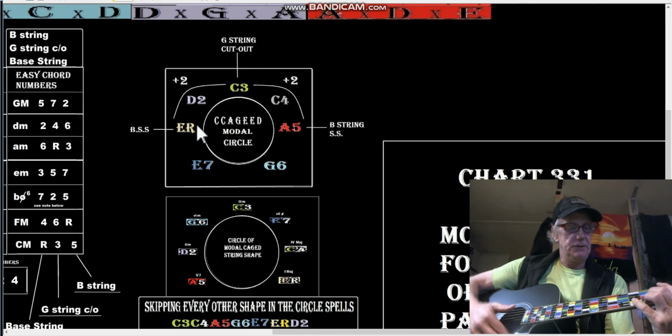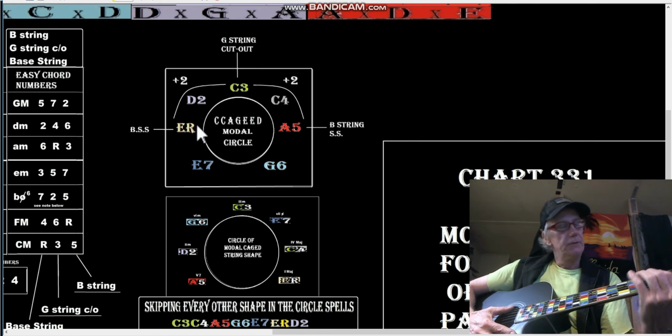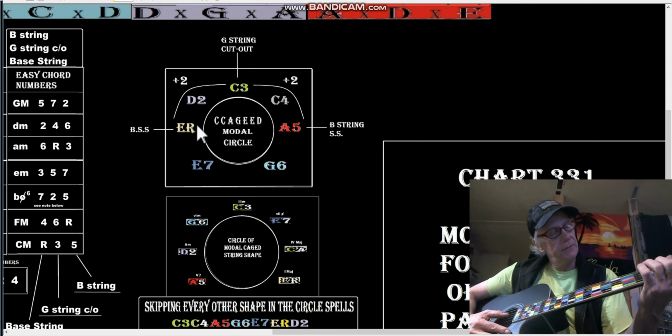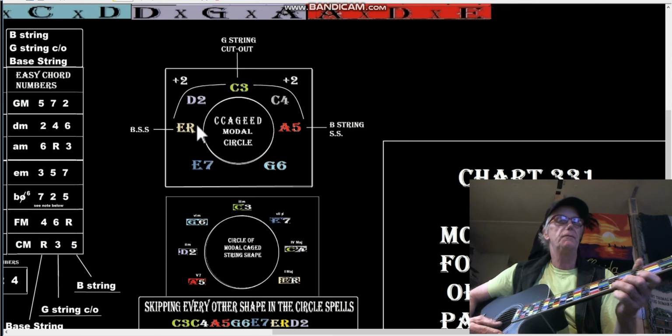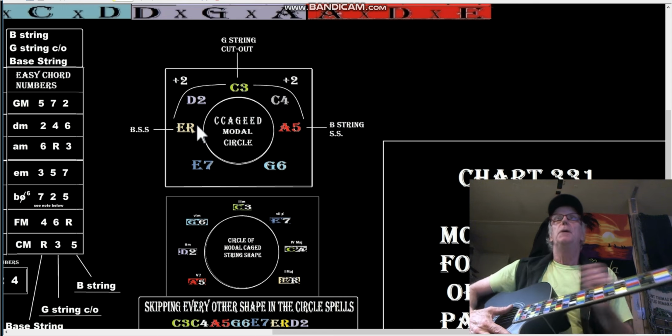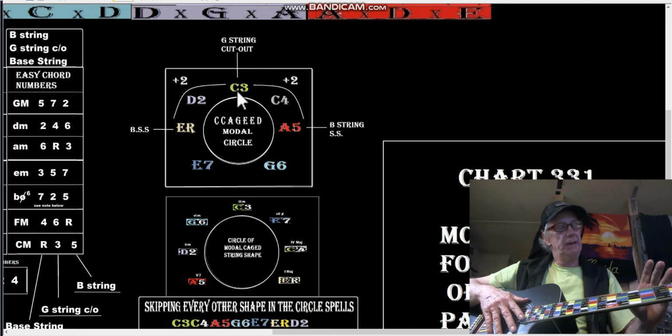Okay, so we get the D shape. I'm doing it an octave lower. We start on the 2, 2, 3, 4, 5, 6, 7, root 2, 3, 4, 5, 6, 7, root 2, 3, 4. Okay, that's the D shape in the CAGED system, C-A-G-E-D. But in the CCAGEED system, here's how it goes when we want to go up.